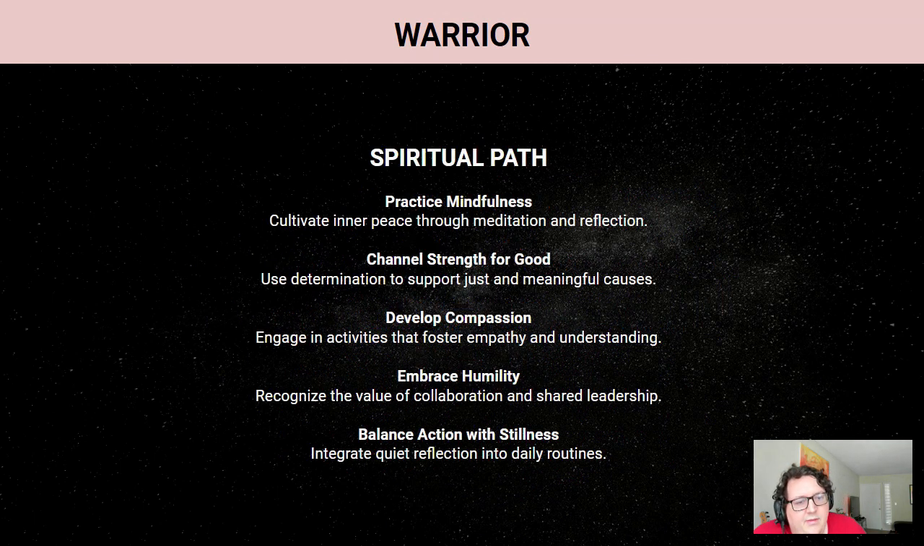Their spiritual path: practice mindfulness, cultivate inner peace through meditation and reflection, channel strength for good, using determination to support just and meaningful causes, develop compassion, engage in activities that foster empathy and understanding, embrace humility, recognizing the value of collaboration and shared leadership, balance action with stillness, integrate quiet reflection into daily routines.